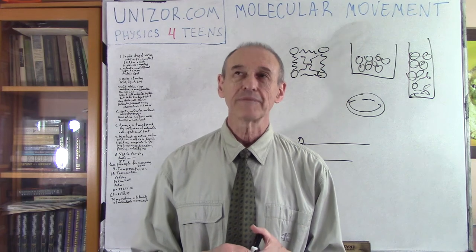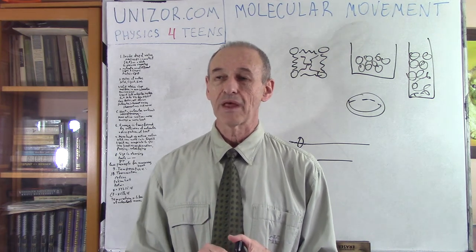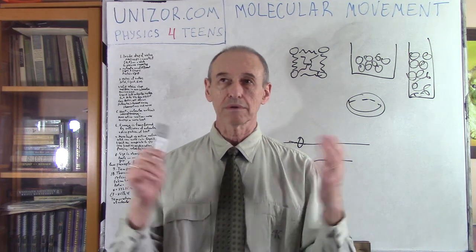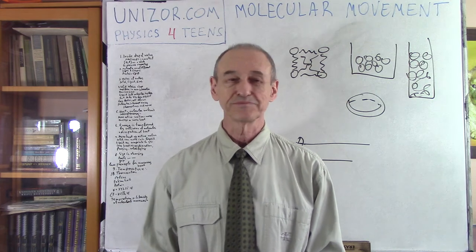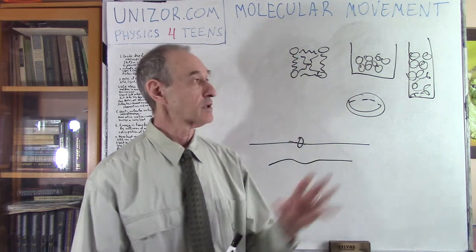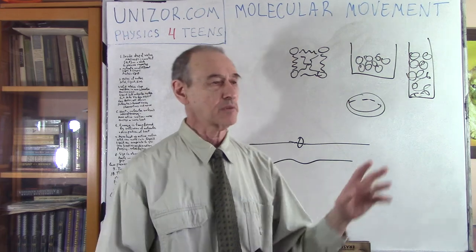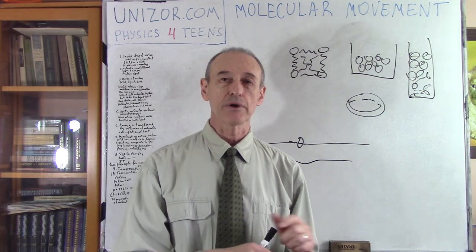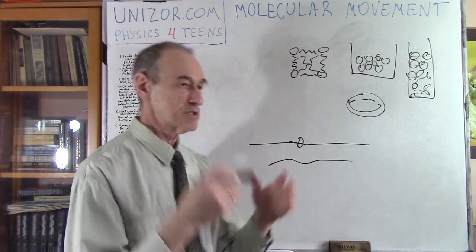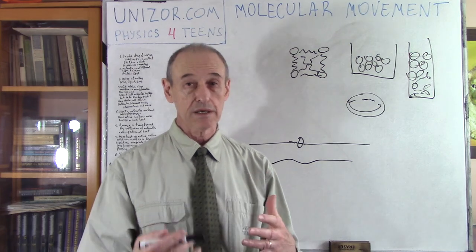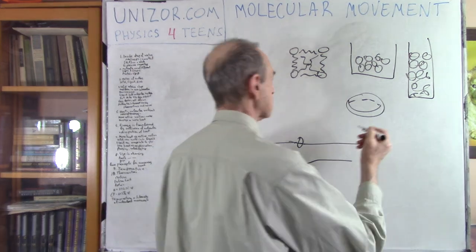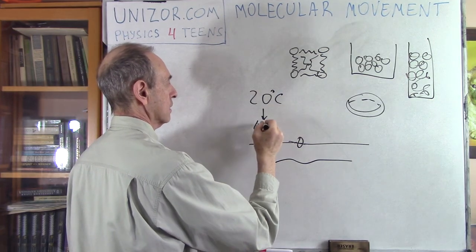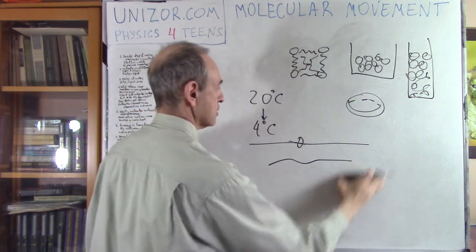There is actually one very interesting exception from the rule. But this exception is so important that the whole life on Earth actually depends on it. So let's consider the water. Water is a very special liquid, by the way. So let's consider the water, and we are gradually bringing down its temperature. Now, as you bring down the temperature from, let's say, a room temperature, I'll use the Celsius, for instance, 20 degrees Celsius, you bring it down to 4 degrees Celsius. So what happens?